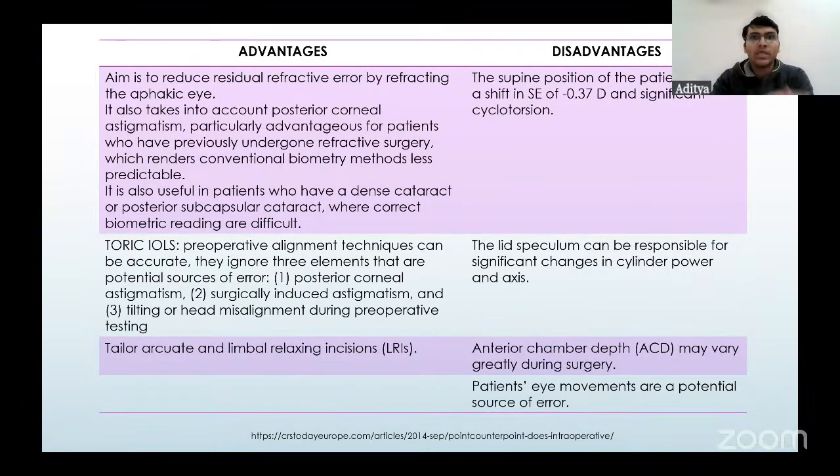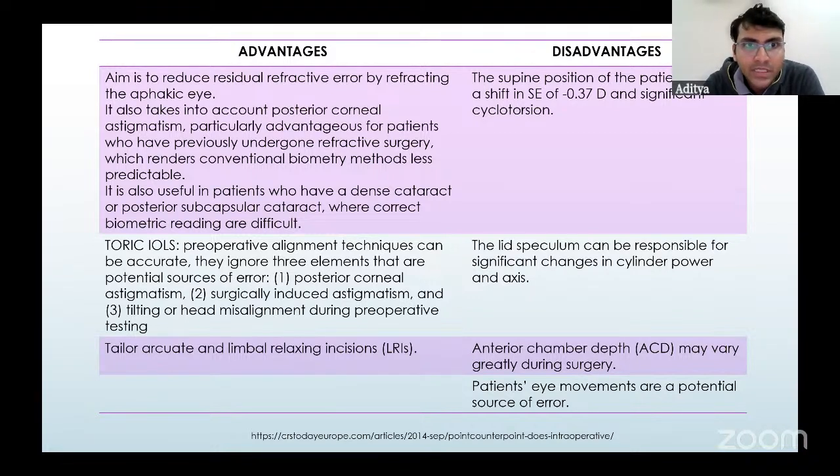So what are the advantages and disadvantages of this intraoperative aberrometry? As we know, the aim is to reduce residual refractive error by refracting the aphakic eye. It takes into account posterior corneal astigmatism, which is particularly advantageous for patients who have previously undergone refractive surgery, which renders conventional biometry methods less predictable. Also, as it takes a phakic refraction, it is helpful in patients who have a denser cataract or PSC where correct biometric readings are difficult. It is useful for planning toric IOLs.